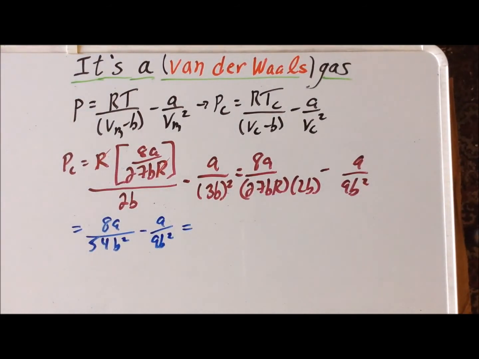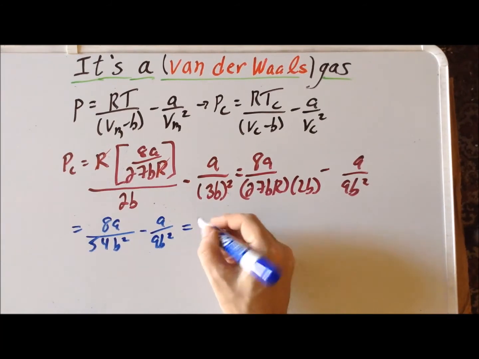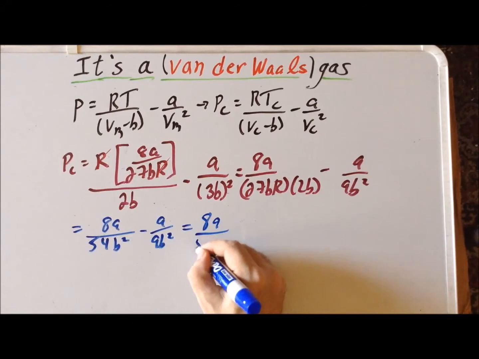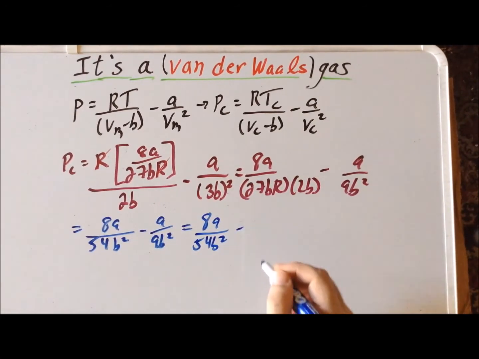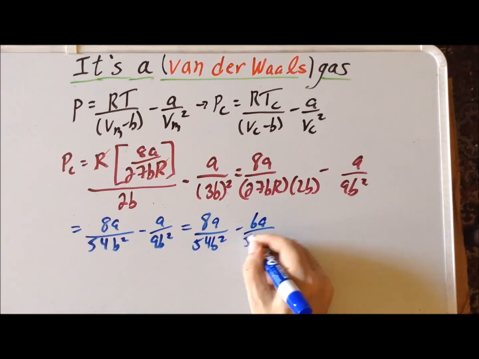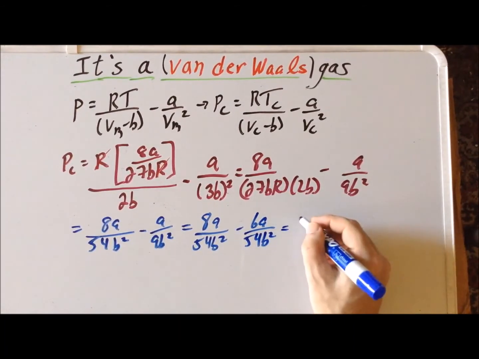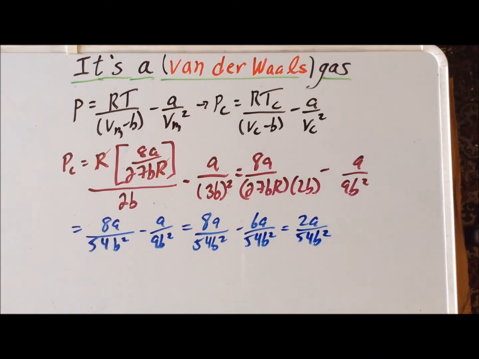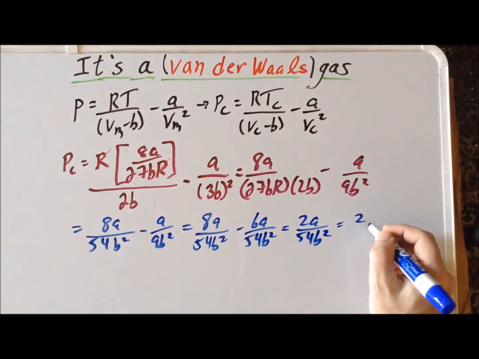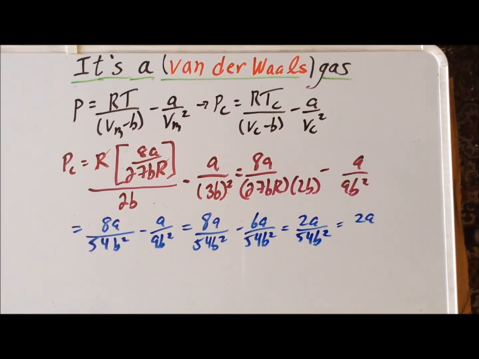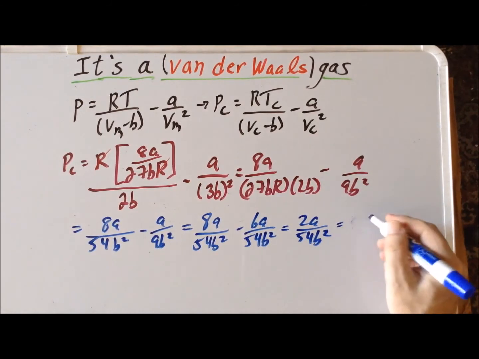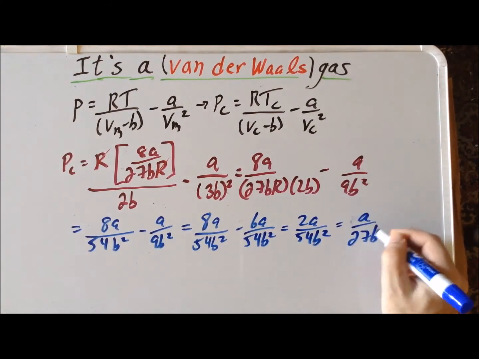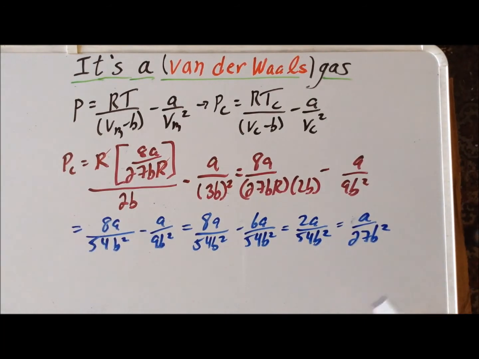And recall that to add or subtract fractions, they have to have the same denominator, so this is equivalent to 8a divided by 54b squared minus 6a divided by 54b squared, which gives 2a divided by 54b squared, which reduces to a divided by 27b squared. And this is our critical pressure.